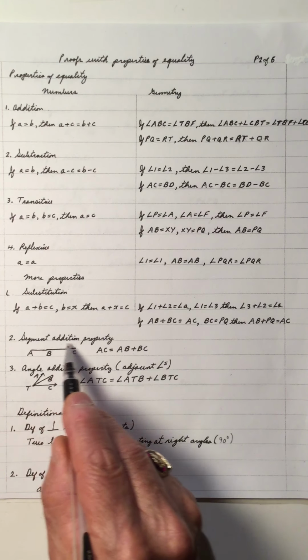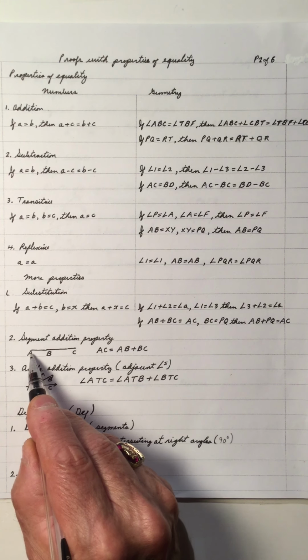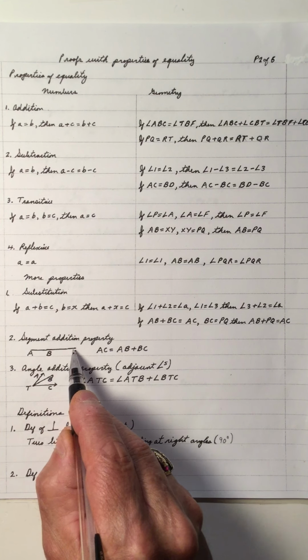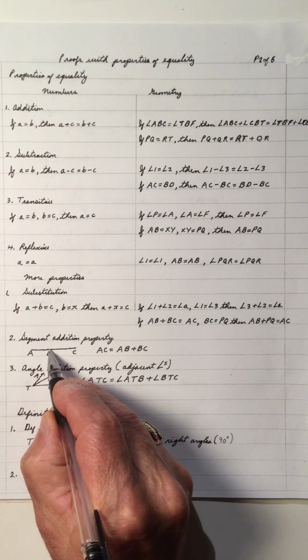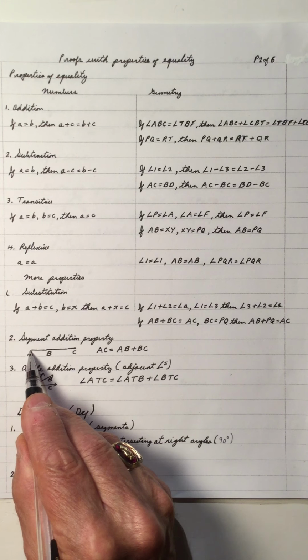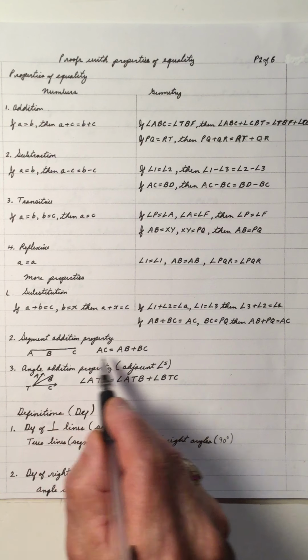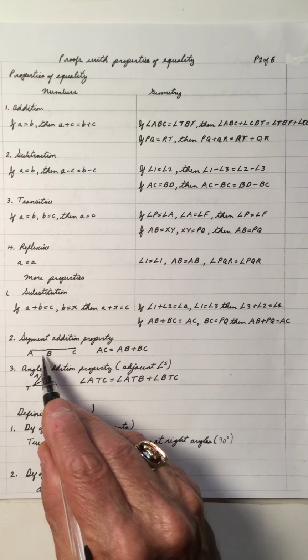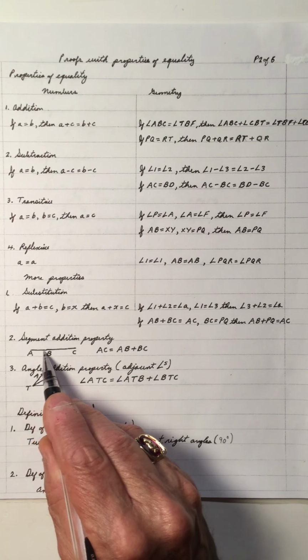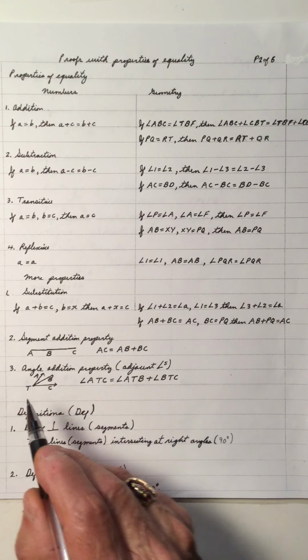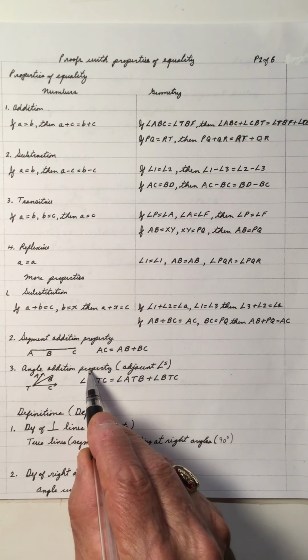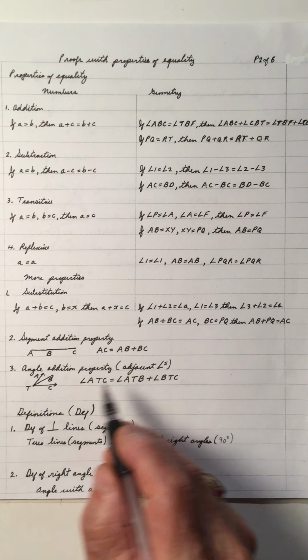We also have the segment addition property. If we have a segment AC, B would be also on that segment. So segment addition means that AC is equal to AB plus BC. You're adding up these two segments here to get the big one. Or we also have the angle addition property, which is adjacent angles.